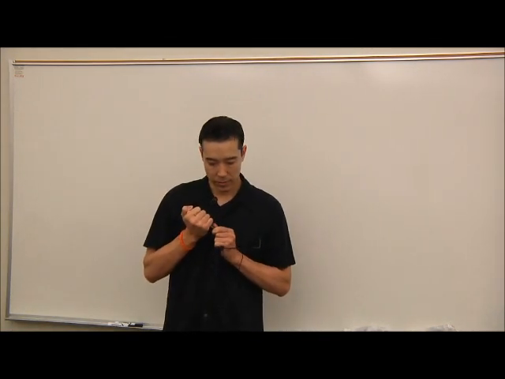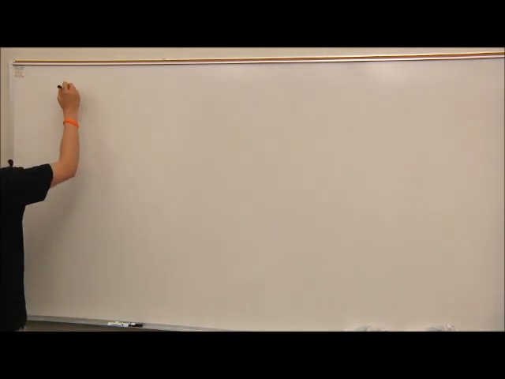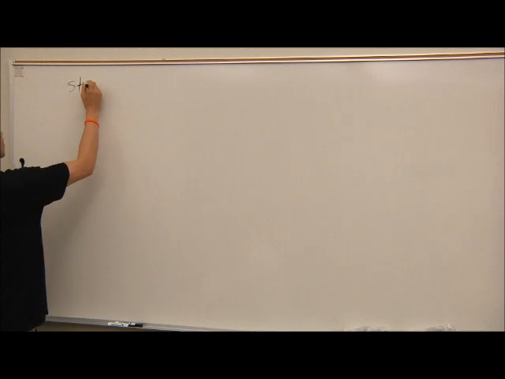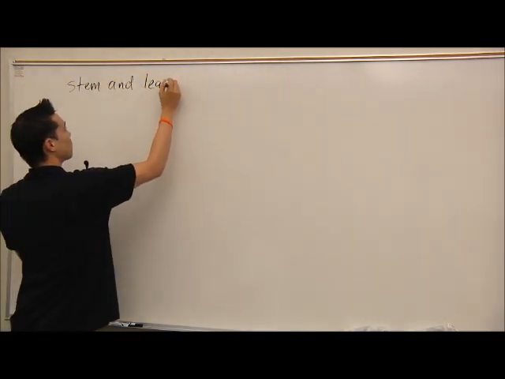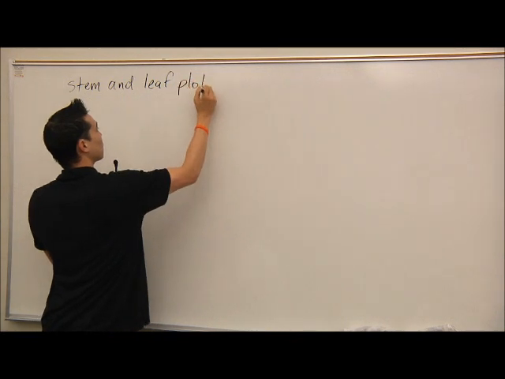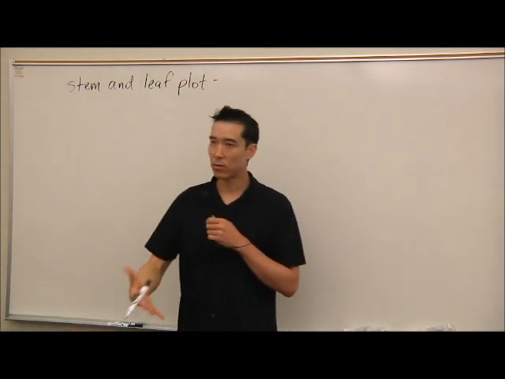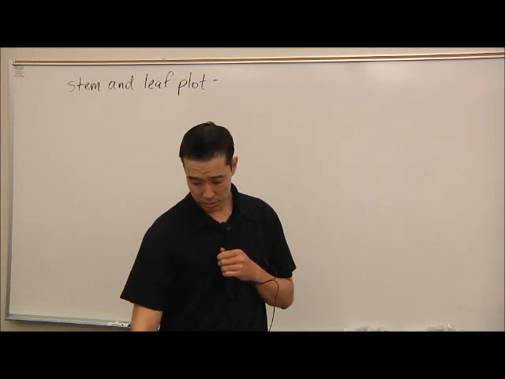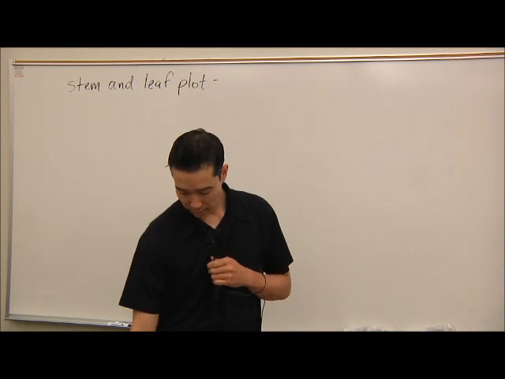Okay, so today we want to start with what's called a stem and leaf plot. And what this is, it's a really quick, easy way to organize some data, usually used when you have a relatively small sample. Okay? So let's take a look at this example here.